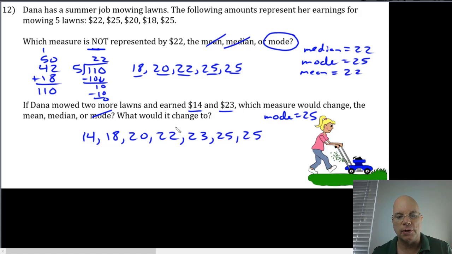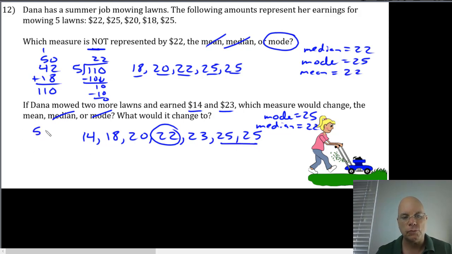The middle number, there's 3 on the high end, 3 on the low end, 22 is in the middle, so the median is 22, and it was before, so that didn't change. So the mean must have changed. So we'll add these up. This is 50. These two added together are 45. And this is 38 and 14.